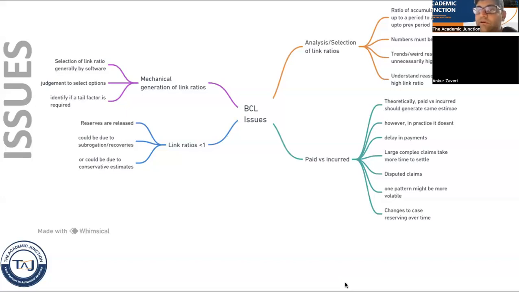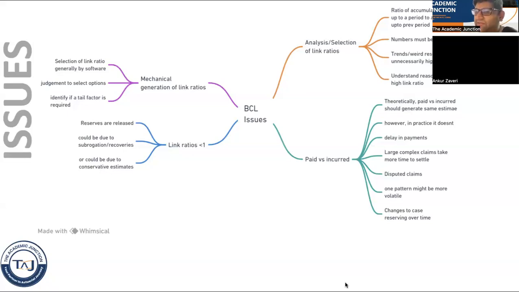Yes. And that assessment is because in the early years, because of low exposure and things like that, when you make one single payment, the link ratios will shoot up and down. So that's why the paid patterns are generally slightly more volatile than the incurred patterns, right? Changes to case reserving over time can also change your paid versus incurred.